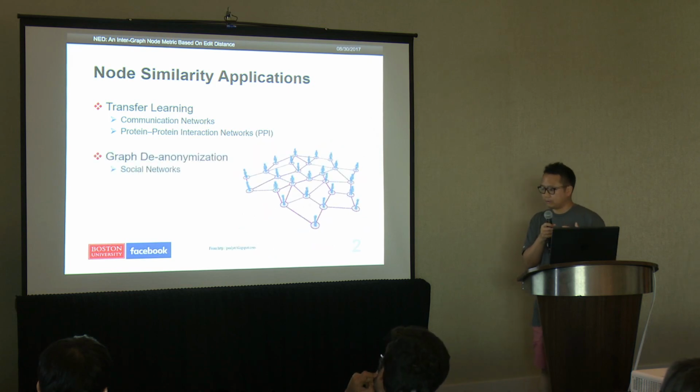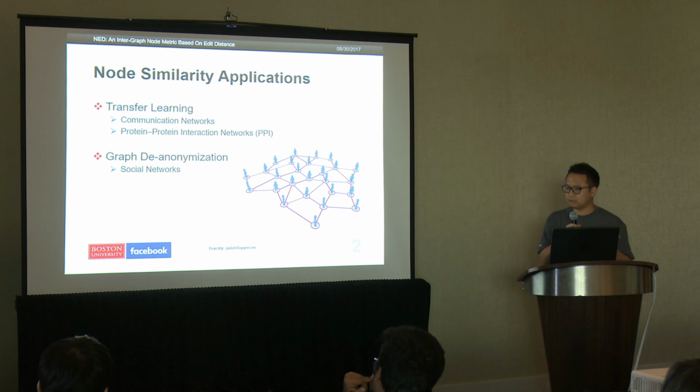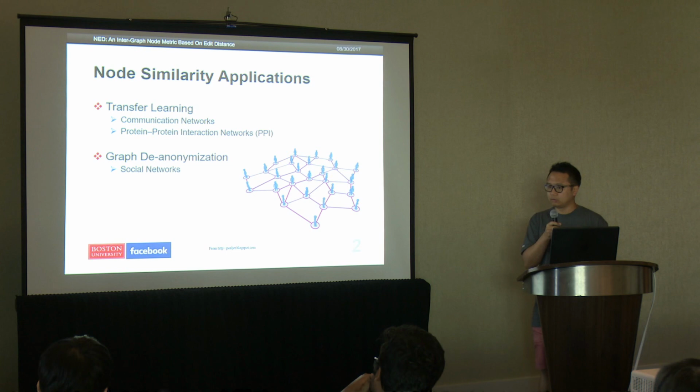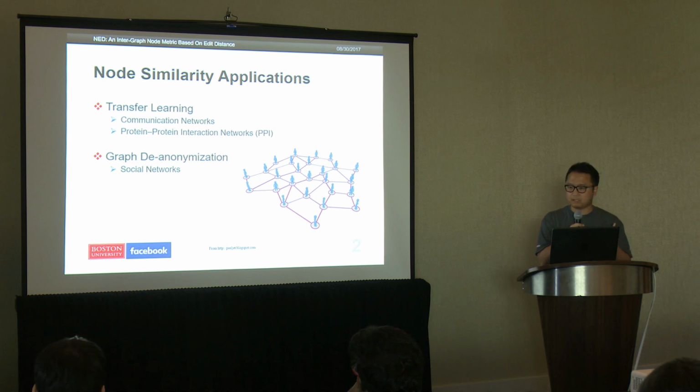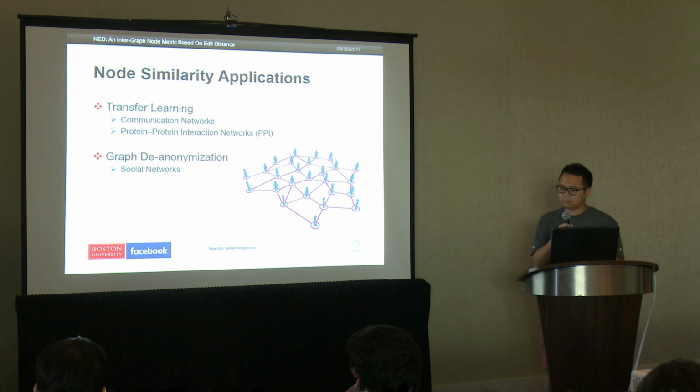And we found another application, graph de-anonymization. When we deliver graph data, we have to do anonymization to hide private information. Node similarity is a common technology used for graph de-anonymization. To evaluate the anonymization level, we need to evaluate node similarity and find the best node similarity to detect this.